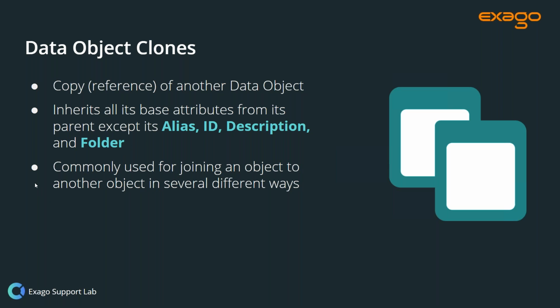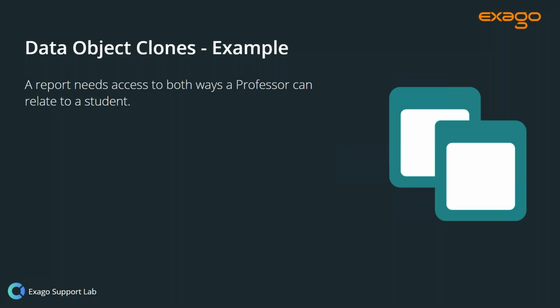So you might say, okay, I can copy as a reference this data object. Why would I want to do that? Well, this is commonly used, or the intent of this feature is for joining an object to another object in several different ways. You might say, hey, that sounds a lot like what you just described with multi-data models. If you immediately thought that, don't worry, we're going to circle back to that in just a second.